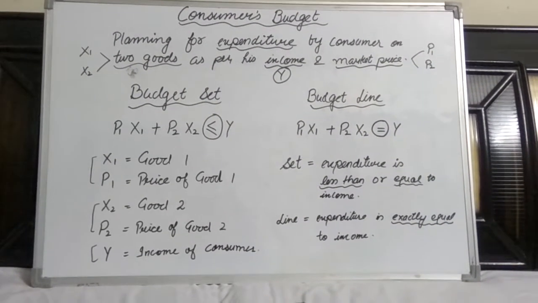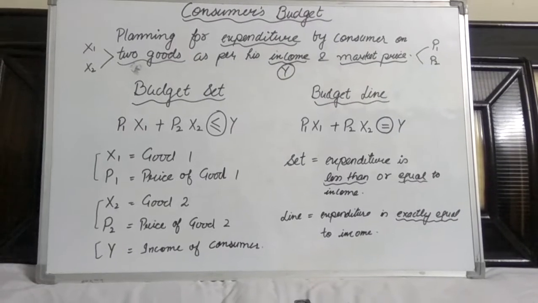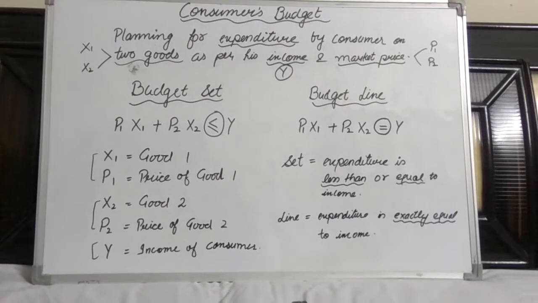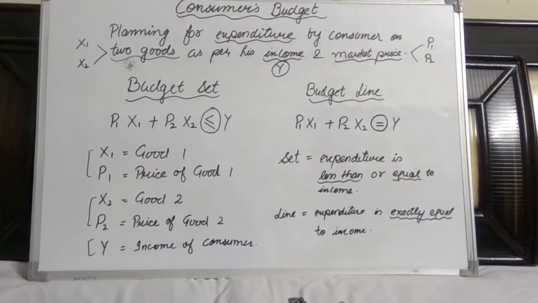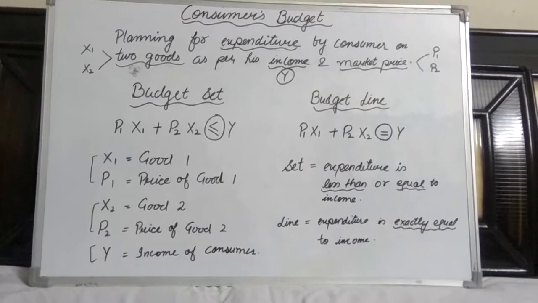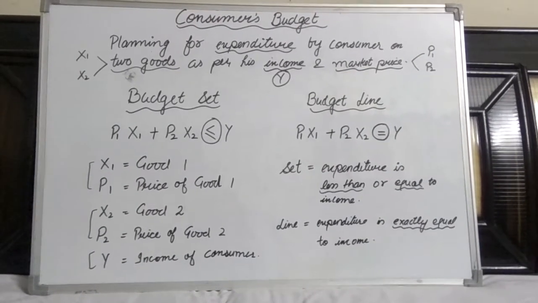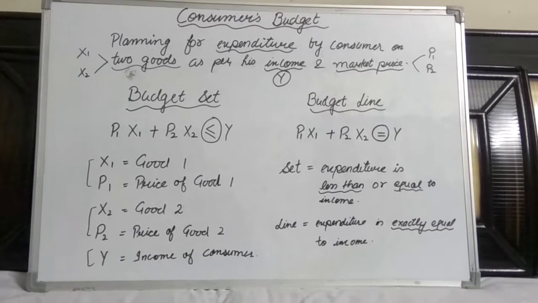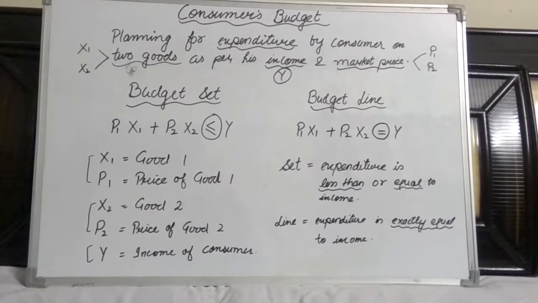Dear students, today we are going to start with the next concept of chapter 4, that is consumer's budget. And further we'll draw the related curve and learn about that. The very first thing we are going to discuss is consumer's budget.